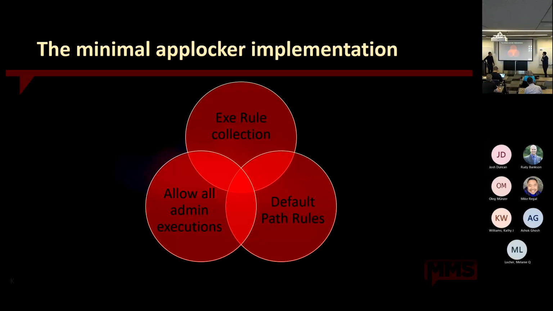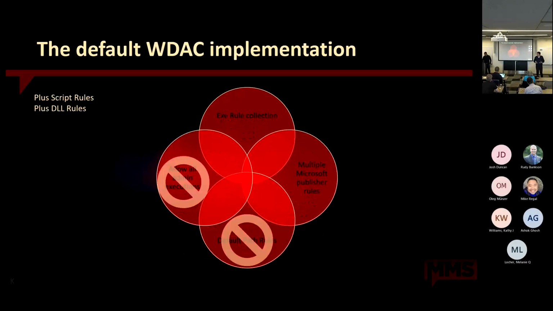Okay, so that's the minimal app blocker implementation. It's largely path rule based. That's largely your starting point. If you go to a default WDAC implementation, because you get some default sample policies, it is somewhat different. You obviously have exit rules that are blocked, right? But it's not path based, it's actually based on a bunch of Microsoft publisher rules. So WDAC doesn't say, I trust everything in Windows program files and program files x86.